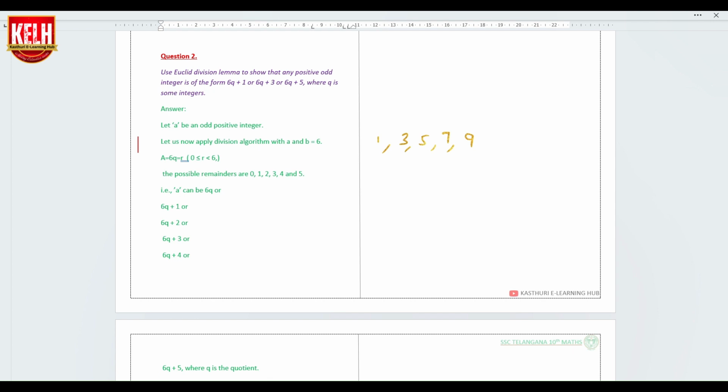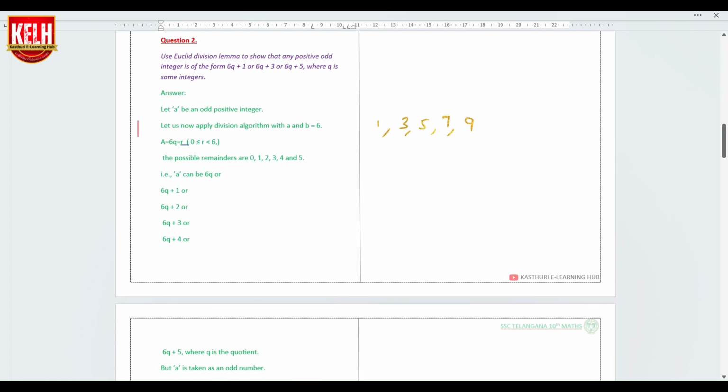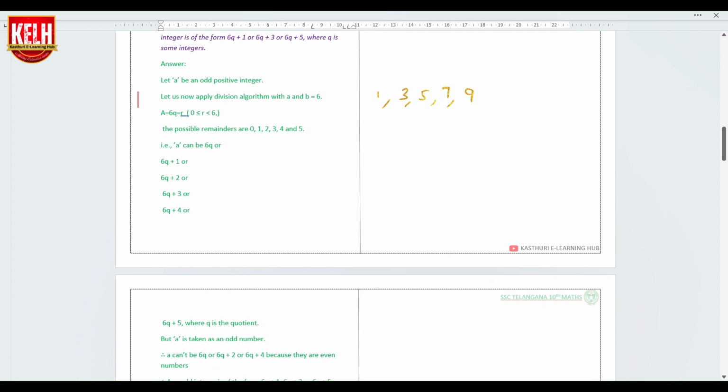Our task here is to show that any positive odd integer is of the form 6q plus 1, 6q plus 3 or 6q plus 5, where q is some integer. Let us see how we do it. Let a be an odd positive integer. We apply Euclid's division lemma: a equal to bq plus r. Here it should be divided by 6, so b equals 6, and a equals 6q plus r. What would be the remainder?